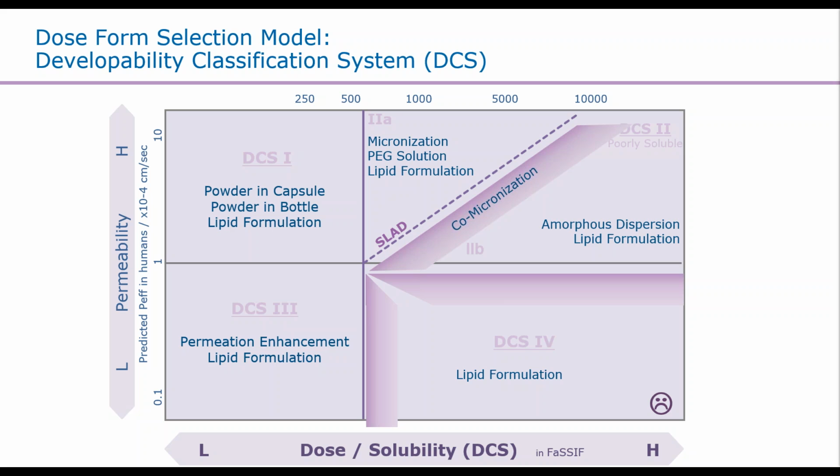In the case of DCS2A molecules, these solubility issues can be overcome by increasing their surface area through techniques like micronization. If the drug candidate falls into DCS2B, however, other methods are needed to improve bioavailability. One of these methods, and the focus of today's presentation, is the generation of an amorphous solid dispersion.